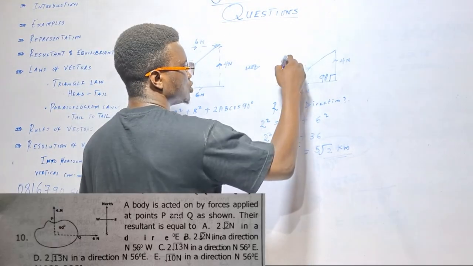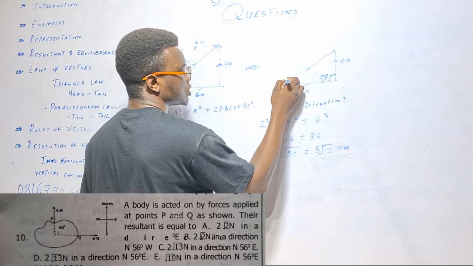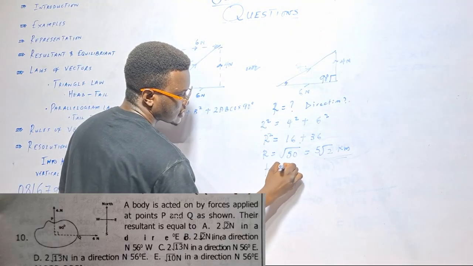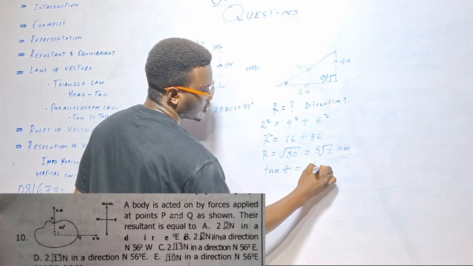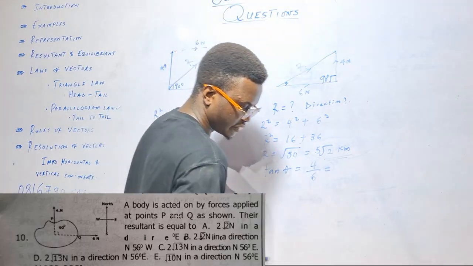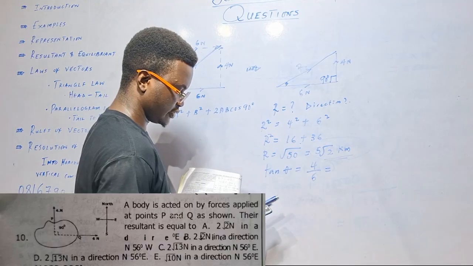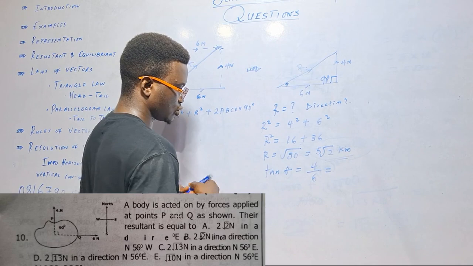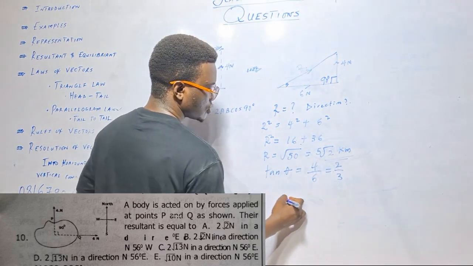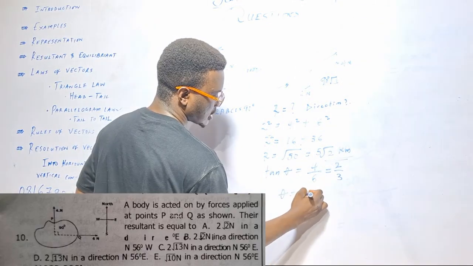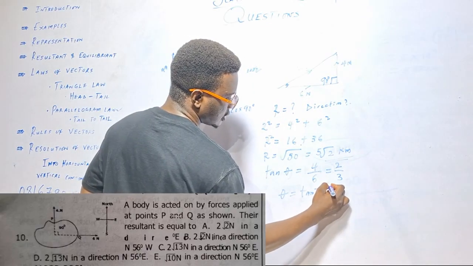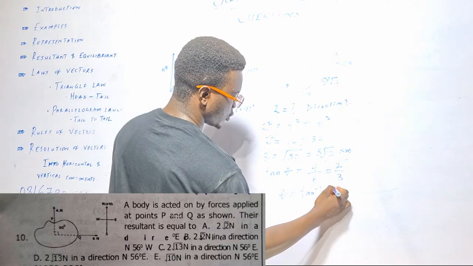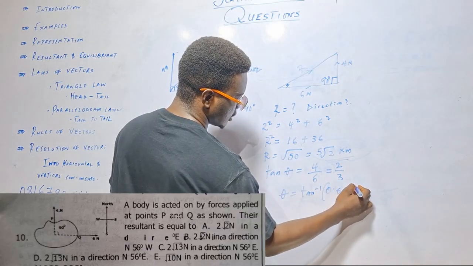That's for the magnitude. But now what is the direction? How will I determine direction? I know the opposite, I know the adjacent, so I can use tan theta equals opposite 4 over adjacent 6. So 4 divided by 6 is going to be 2 over 3. So my theta is going to be arctan of 2 over 3, in normal form, 0.6667.